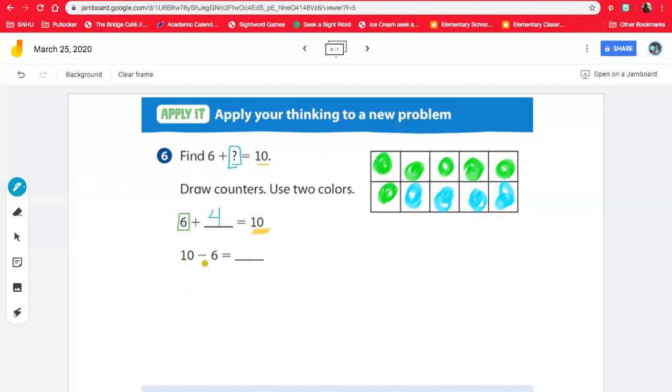Now, if I have 10 take away 6, I'm going to take away 6 green counters from the total of 10. Count with me as I take away the 6. 1, 2, 3, 4, 5, 6. How many are left over? Let's count. 1, 2, 3, 4. Would you look at that? These equations are very similar, except one's addition and one's subtraction.